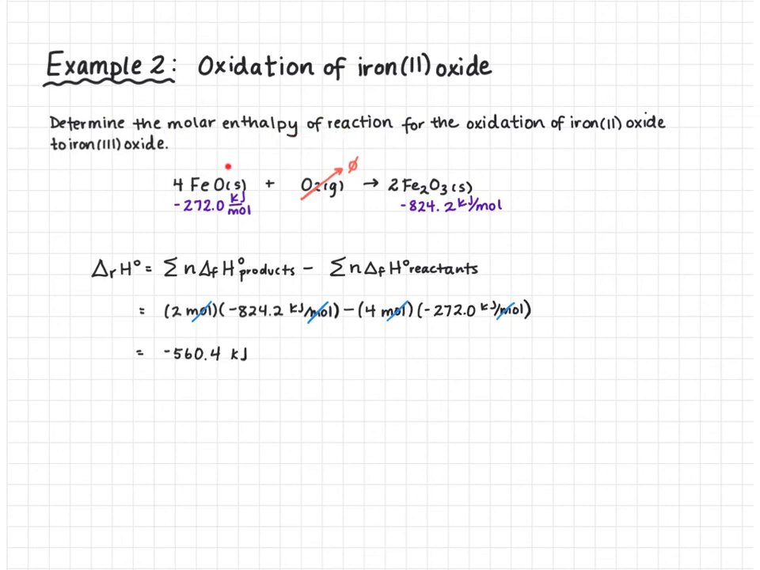The question is asking for the molar enthalpy. If we look at this, we have 4 moles of iron(II) oxide reacting. So we just need to convert this into molar enthalpy by dividing by the coefficient there. Our enthalpy of reaction is negative 560.4 kilojoules when we have 4 moles of iron(II) oxide. So we're going to divide by 4, and we get negative 140.1 kilojoules per mole of iron(II) oxide.